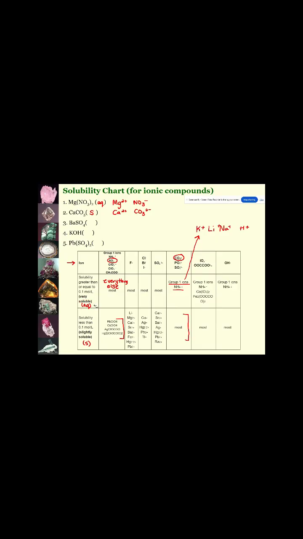Okay? So you're again basically reading the chart where you're looking at, does it fit in the top or bottom row, and if it doesn't, it's in the other row. If it's in the bottom row, it's solid. If it's in the middle row, it's aqueous. So let's try another one.